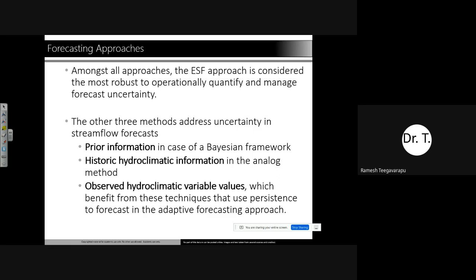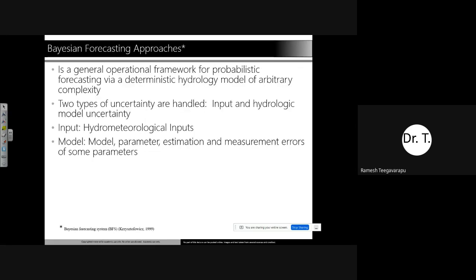But if you look at ESF, that is Ensemble Streamflow Forecasting, that is considered more robust to operationally quantify and manage forecast uncertainty. So obviously, for a reservoir operator, for somebody who is taking care of a hydraulic structure or a hydrologic structure, they are more interested in knowing the uncertainty than the actual value, because the actual value may or may not happen in future. So Bayesian, I just talked about that.